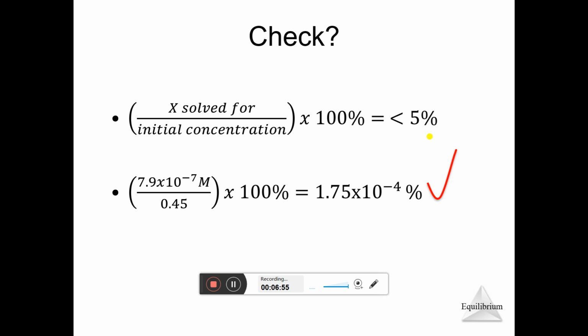Okay? Now, I take my x that I solved for, which was 7.9 times 10 to the minus 7, divided by my initial concentration, which is 0.45, multiplied by 100%, and I get 1.75 times 10 to the minus 4%. That is clearly significantly less than 5%, so I am good. I am good with using this x small approximation.